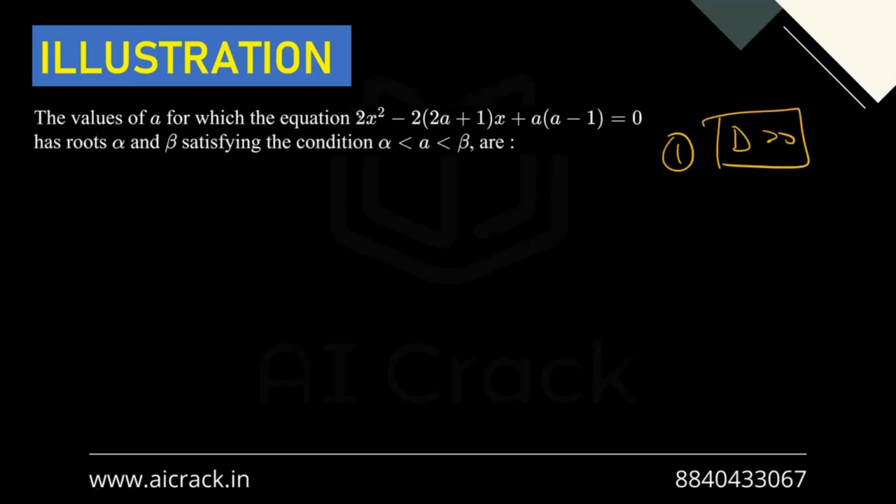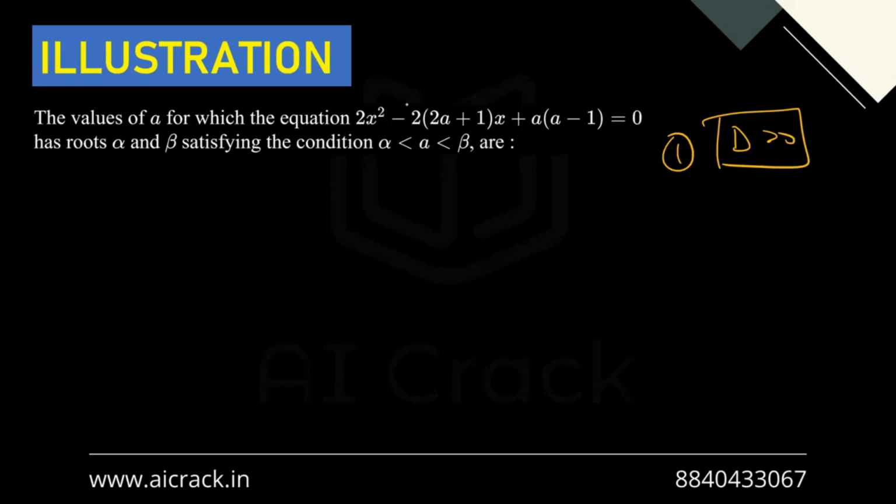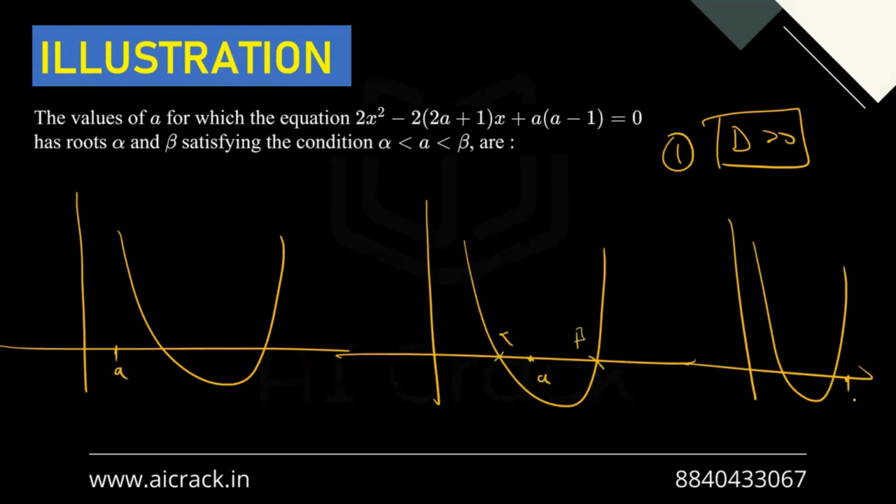Now, secondly, you can observe that the coefficient of x² is positive, so we don't have to bother about a downward facing parabola. We just have to bother about the upward facing parabola. That's our second observation. Third, when D is positive, we can have three cases: a can be here, a can be somewhere between the roots alpha and beta, and a can be here. When we just consider this condition, these three cases are possible.